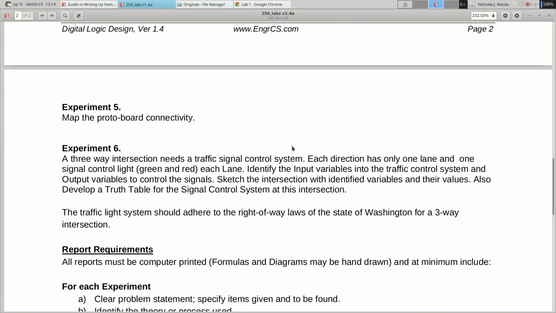And then experiment 6 is going to be the traffic signal control system. And this is going to be part 1 of a multi-part experiment that you're going to do in multiple labs, leading up to a full-blown 3-way traffic light, including yellow lights and a delay.